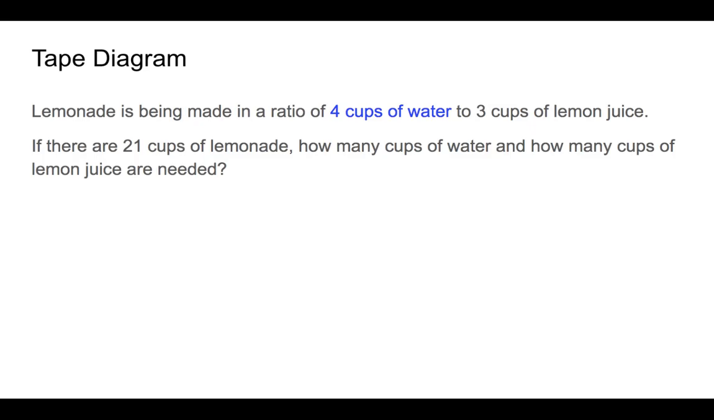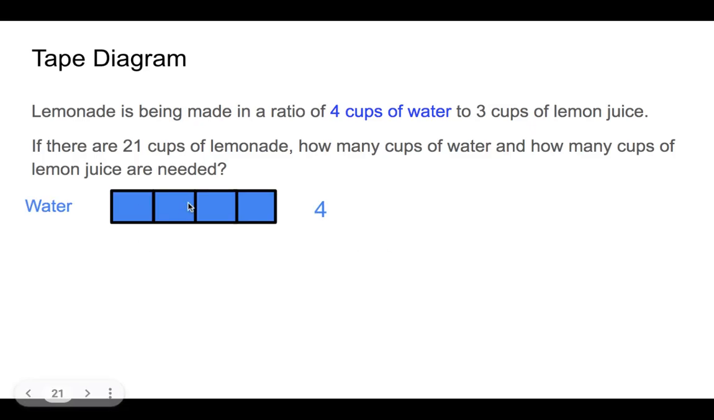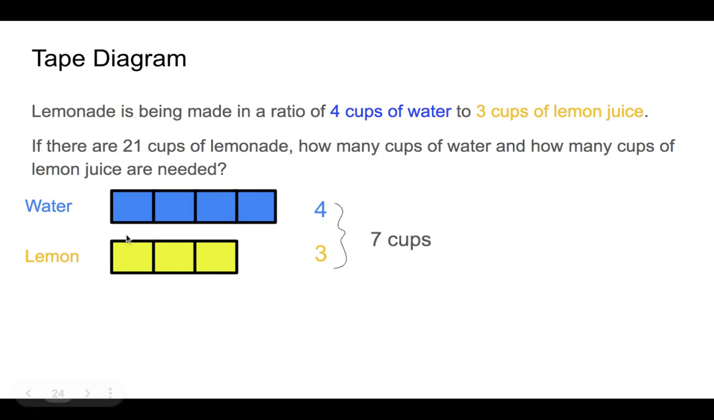I have 4 cups of water, so I'm going to show that using my tape diagram where each one of the 4 squares equals a cup. So 1, 2, 3, 4 cups of water. Then I have 3 cups of lemon juice. So for my lemon juice, I have my 3 squares representing the 3 cups, which gives me a total of 7 cups. 1, 2, 3, 4, 5, 6, 7 cups.